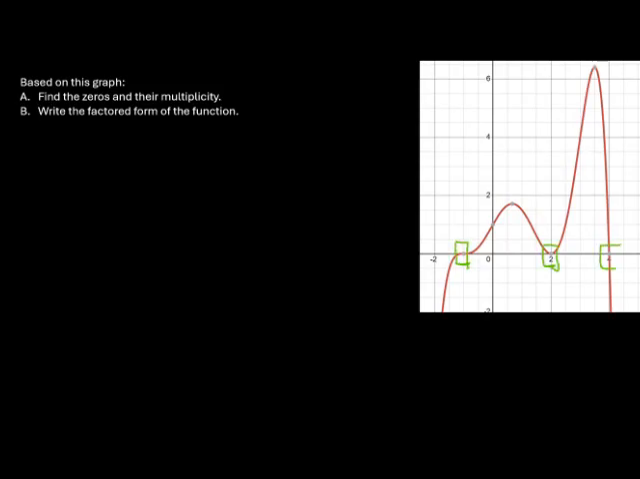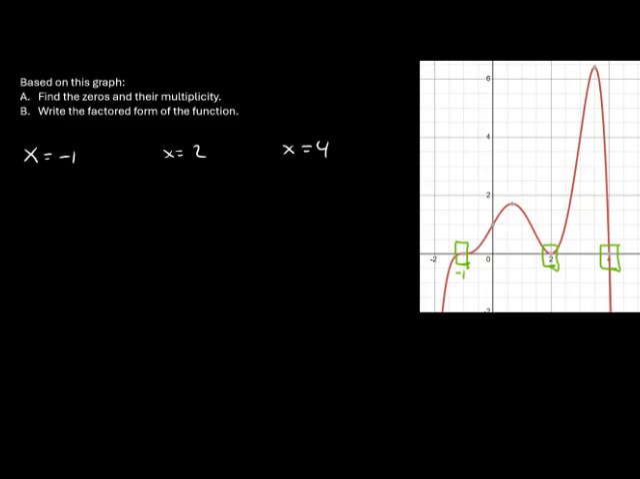We can see that we have a 0 that is halfway between -2 and 0. Since it's halfway between -2 and 0, we'll say that's at -1. We also have zeros that are marked at 2 and 4. We'll begin by writing x equals -1, x equals 2, and x equals 4. We'll also look to the graph to establish their multiplicity.